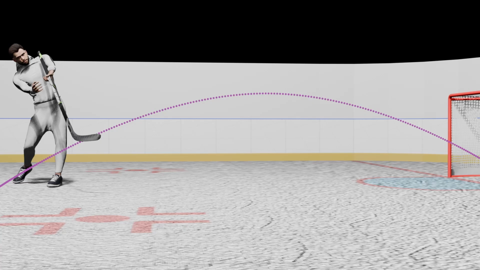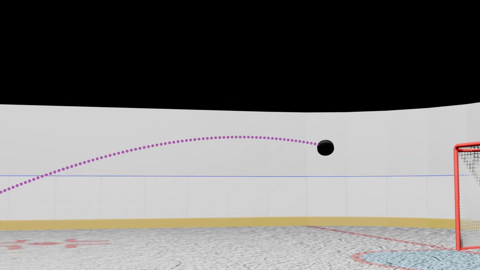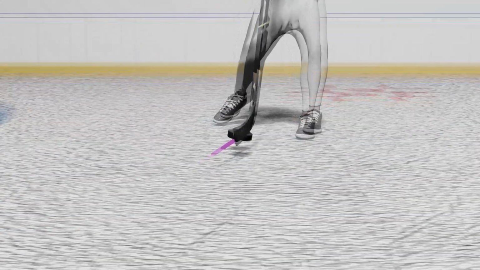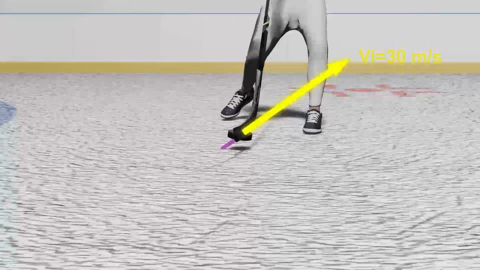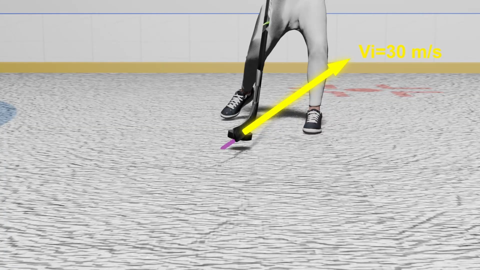Take a look at how this puck flies. What determines its entire journey? It's actually the initial velocity. Let's rewind to the exact moment of the slapshot. The initial velocity of the stick dictates the exact parabolic trajectory the puck is going to take.